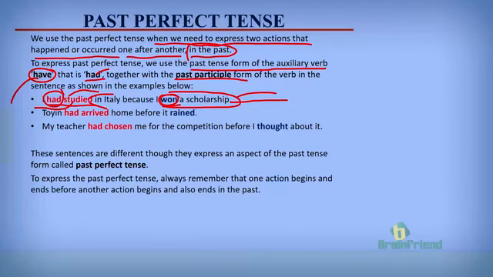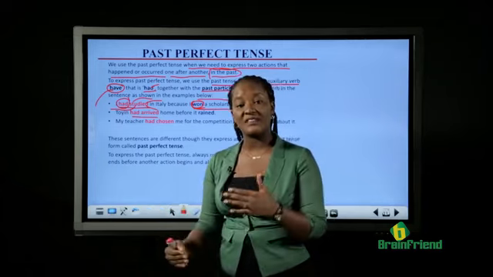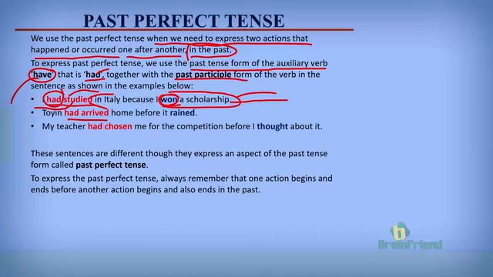The next sentence says, Toyin had arrived home before it rained. In this sentence, we also have two actions that were completed one after the other in the past. Toyin had arrived home before the rain. This means that she arrived home before it rained. So two actions, arrived and rained. And of course, we find the auxiliary verb had before the verb arrived.